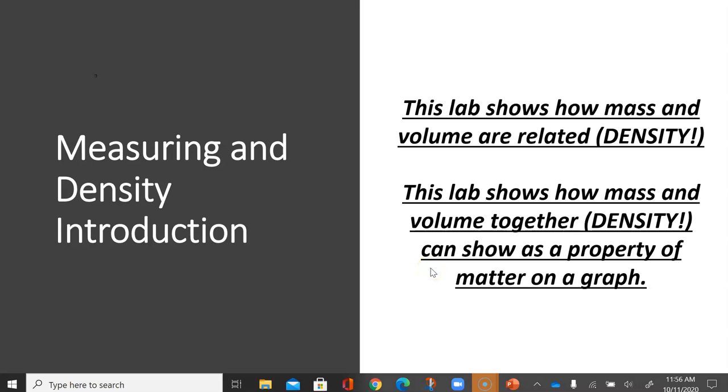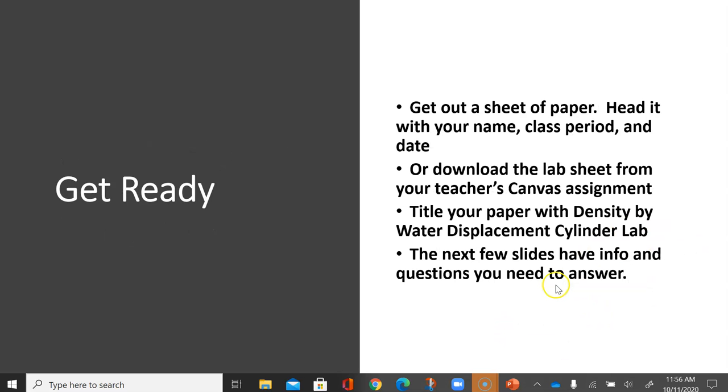All right, so this lab shows how mass and volume are related, which is density. It also shows how mass and volume together, which is density, can show as a property of matter on a graph. So in other words, it can be used as a characteristic of that substance and actually can help us identify that substance on a graph.